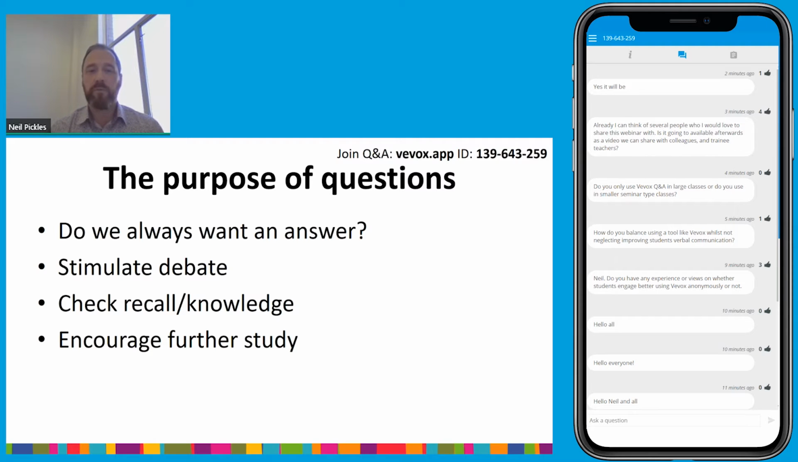One good purpose, which I came to in the first bullet point, is encouraging further study. If we can encourage further study, then that's part of the battle as educators. And takeaway questions, again linked to the first bullet point about do we want an answer. Takeaway questions are really useful in terms of a question that your audience has to take away and have a think about and reflect on.